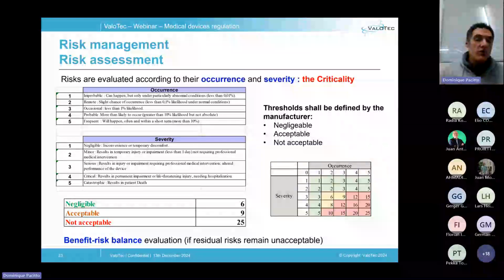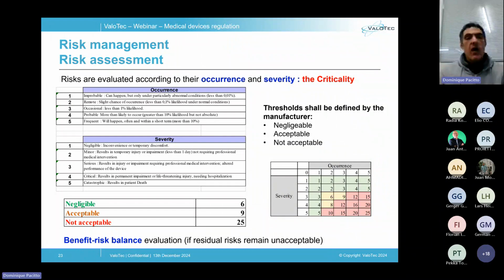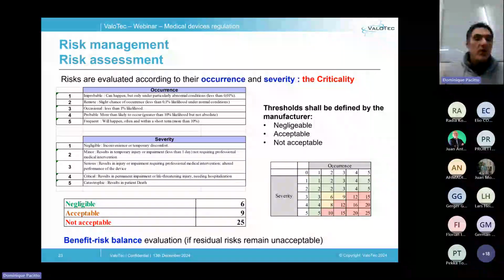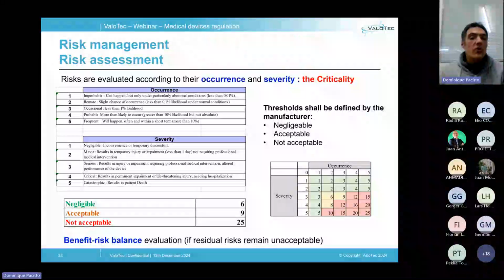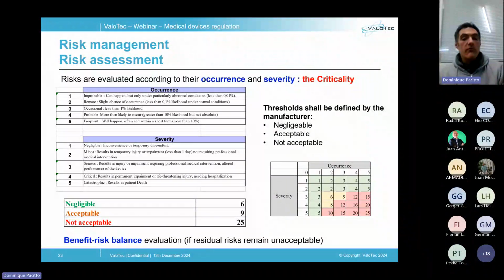And concerning the severity, the scale is qualitative most of the time and can be, for example, 1 is a kind of discomfort, 2 an impairment less than 1 day, 3 an injury requiring a medical intervention, 4 an injury requiring several months for fully recovering, for example, and 5 a permanent injury.